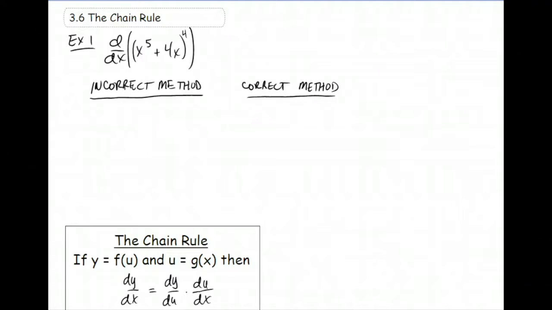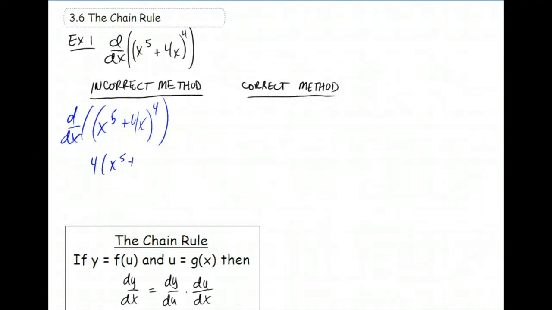Today's lesson is on using the chain rule to differentiate composite functions, or in other words, functions that have one function inside another function. Students who aren't familiar with the chain rule may incorrectly take the derivative this way. Recognizing that we have an expression raised to the fourth power, bring the power in front, and decrease the power by 1, applying the power rule. This is actually only part of the correct solution.